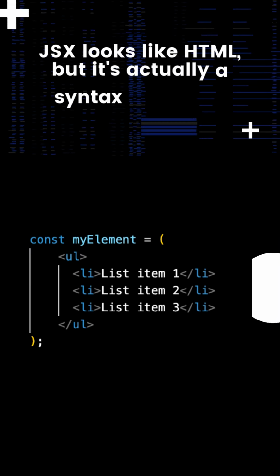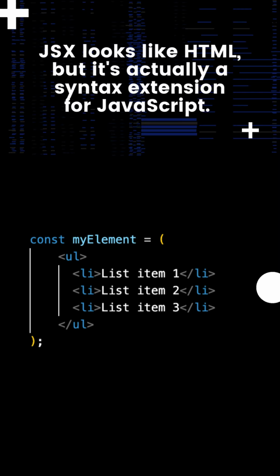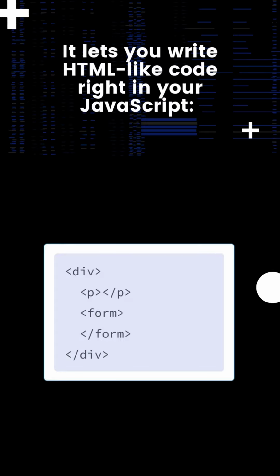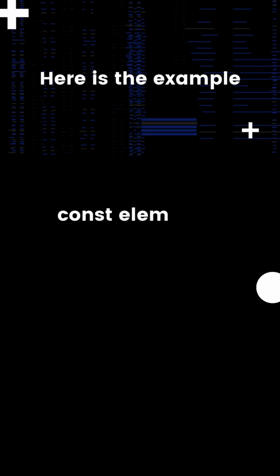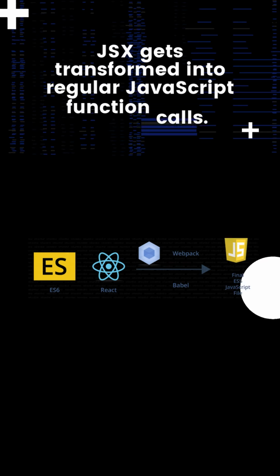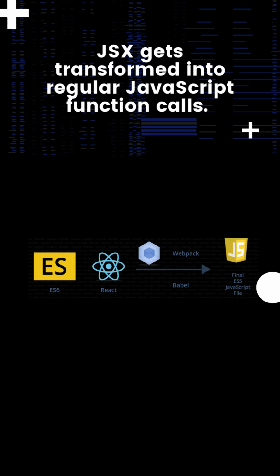JSX looks like HTML, but it's actually a syntax extension for JavaScript. It lets you write HTML-like code right in your JavaScript. Here's an example. Create a constant called element. It equals an h1 tag that says hello world. JSX gets transformed into regular JavaScript function calls.